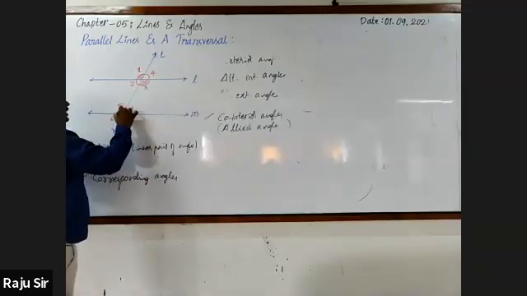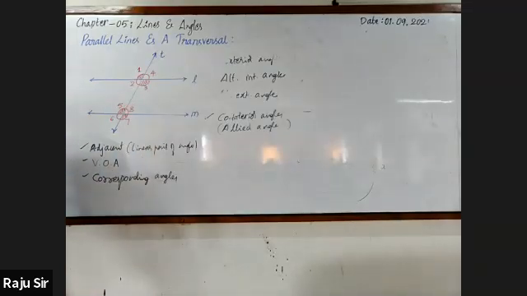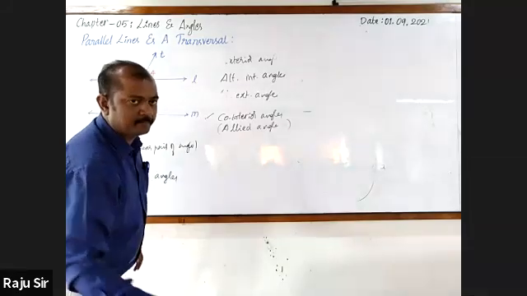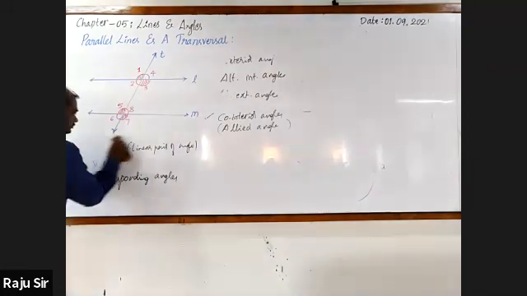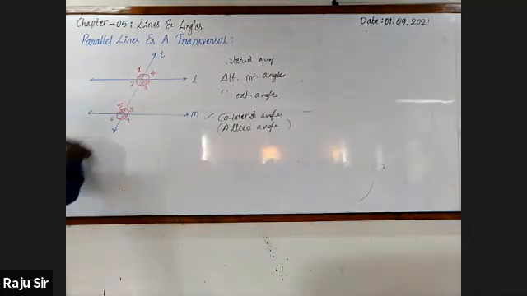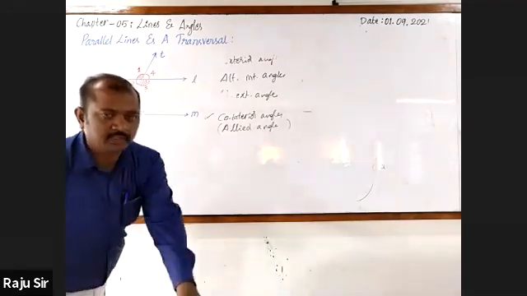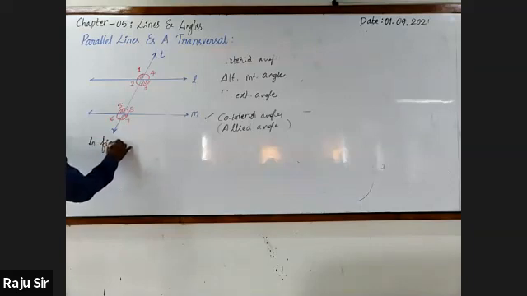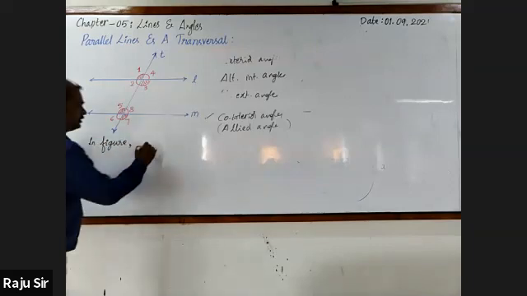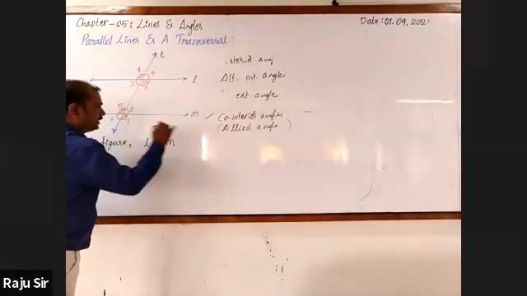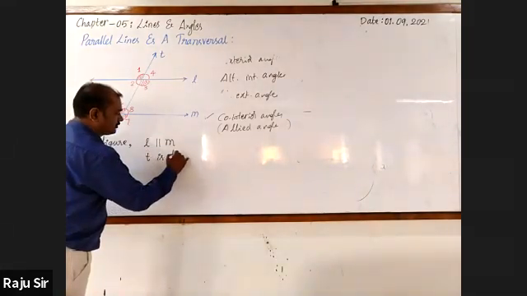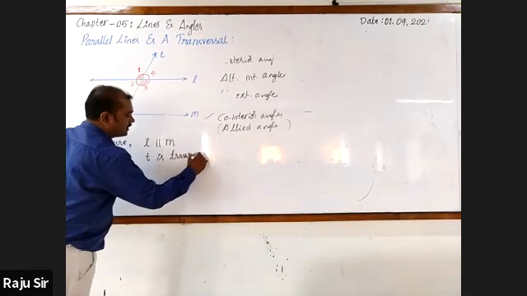Can you tell the marked angles, the shaded angles? Vertically opposite angles. Mark one. Below that, now just go on writing the information. In the figure, definitely put a comma: L parallel to M, T is a transversal.